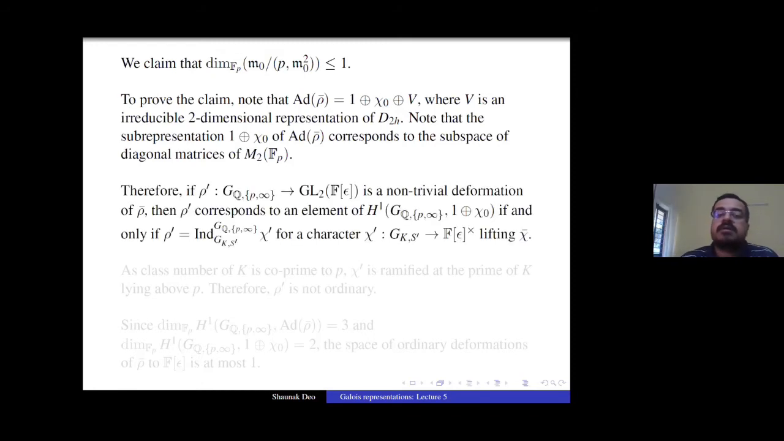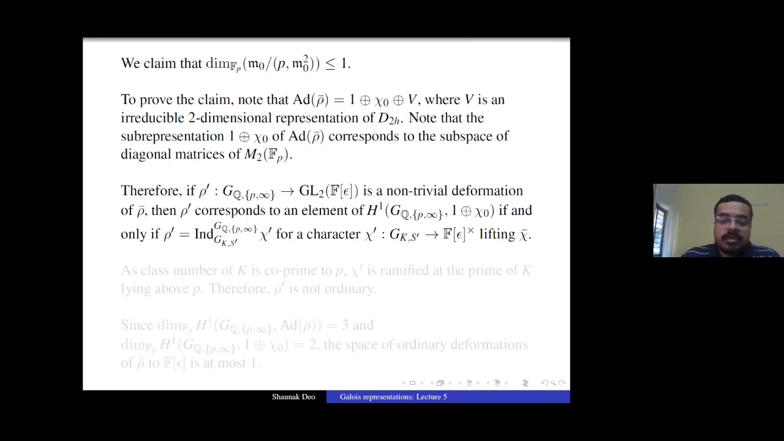So if rho prime is a non-trivial deformation of rho bar to GL2 of F[epsilon], then rho prime corresponds to an element coming from H1 of this sub-representation 1 direct sum chi naught if and only if rho prime is also induced from a character chi prime which is deforming chi bar. This is a crucial observation: because ad rho bar has this direct sum, the H1 of ad rho bar is also going to split into H1 of 1 direct sum chi naught plus H1 of V. And we know every deformation rho prime to F[epsilon] of rho bar comes from an element of H1 of ad rho bar. So that deformation comes from H1 of this sub-representation if and only if the deformation itself is induced by a character chi prime, where chi prime is lifting chi bar. So this is a rather easy observation.